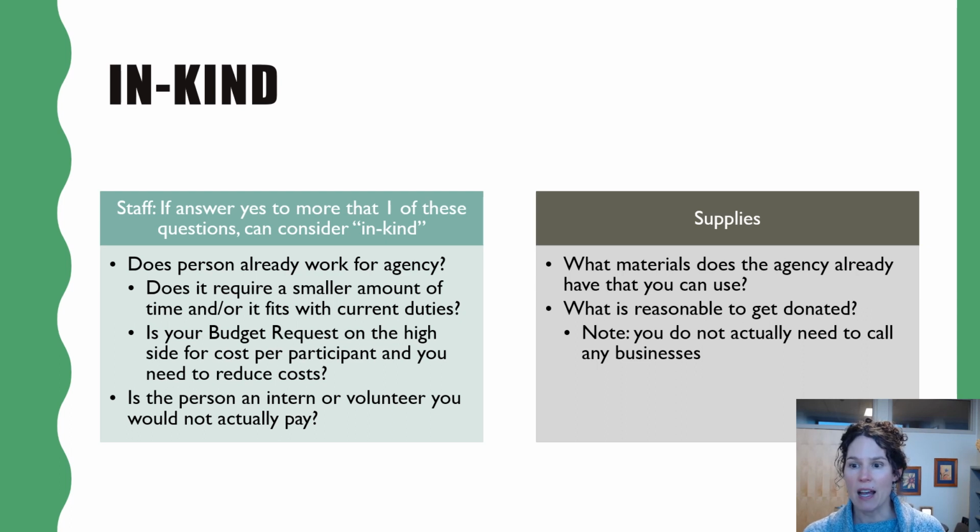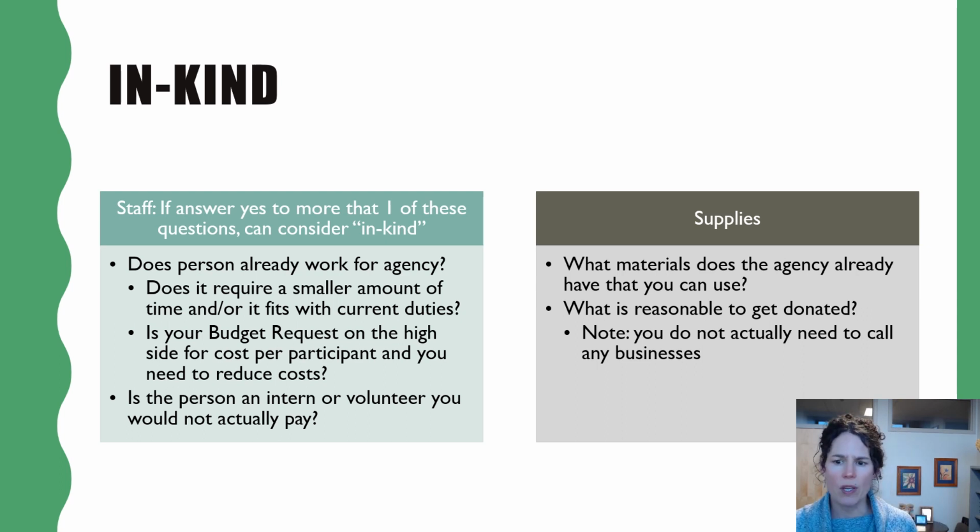So you can have in-kind staff. That might be if this person already works at your agency, so you didn't have to hire them for this, and it's smaller amounts of work. So maybe it's an administrative assistant who's just processing registration forms or something like that. Or is this a person or an intern that you wouldn't actually pay anyway? You'll still figure out what their cost would be, maybe the hourly minimum wage, and then you're going to say, hey, look, this is what it would cost you, but we've got volunteers or interns covering that.